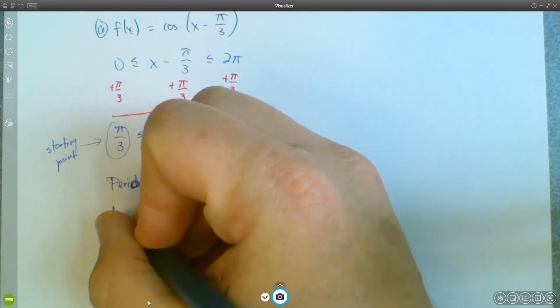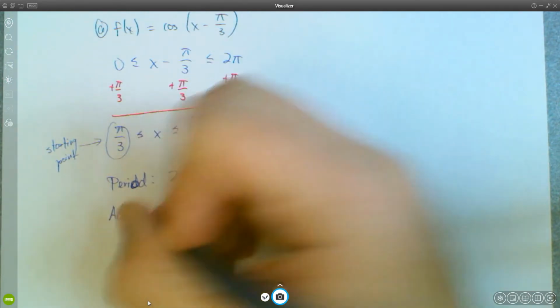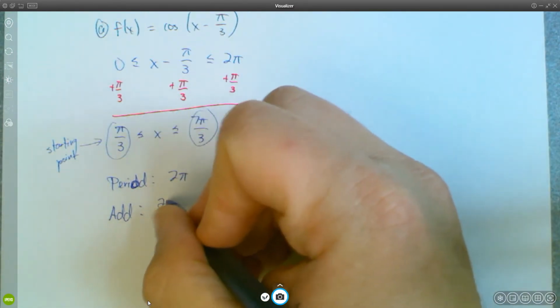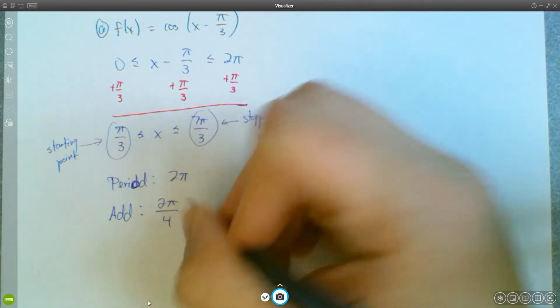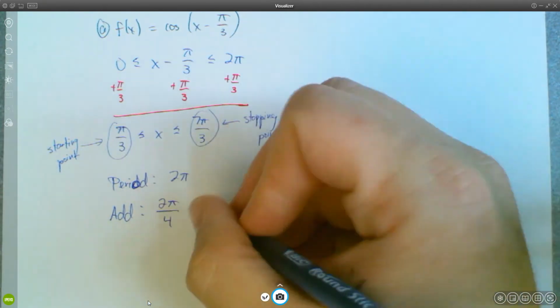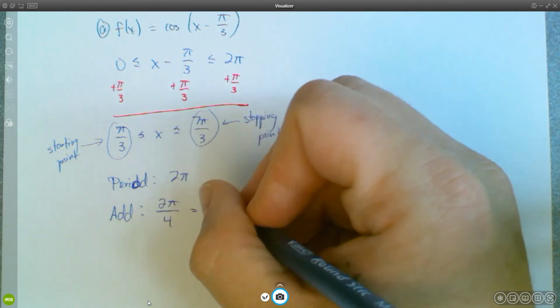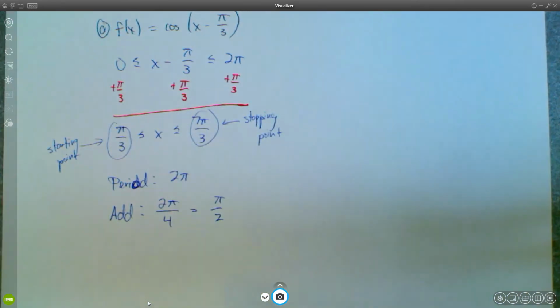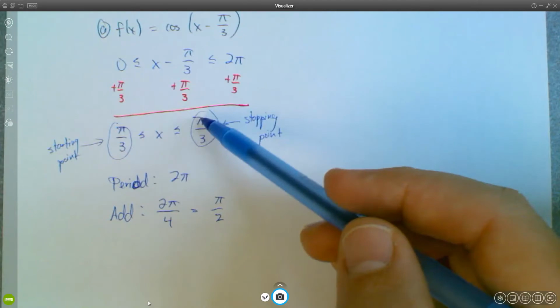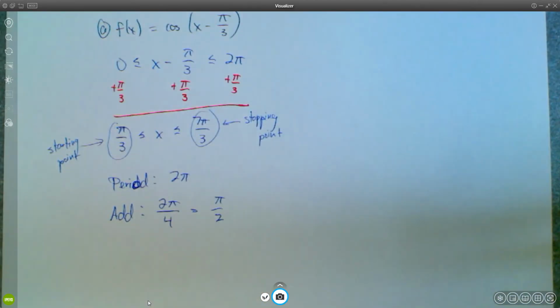Knowing what the period is is important, because then you divide the period by 4 in order to figure out how much you need to add to move from one point to the next. 2 pi divided by 4 is pi over 2. So you're going to add pi over 2. Starting at pi over 3, you're going to add pi over 2, and then again, and then again, and then again. And once you've done that, you should land at 7 pi over 3. Let's make sure that that happens.